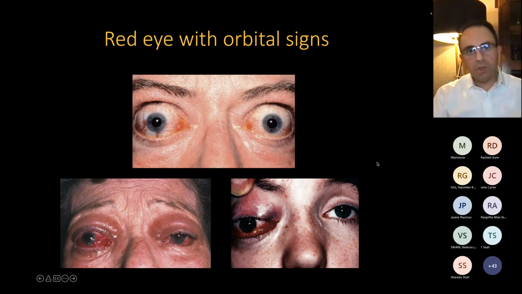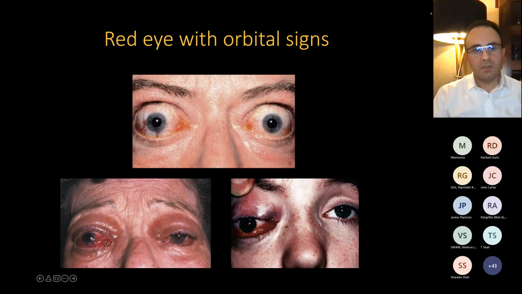Here, I just want to show you one thing. Not every red eye is just related to eye pathology. For example, always check for orbital signs. In this case, you can see the retraction, very significant, with a slightly red eye. So any retraction, you need to think about thyroid eye disease.